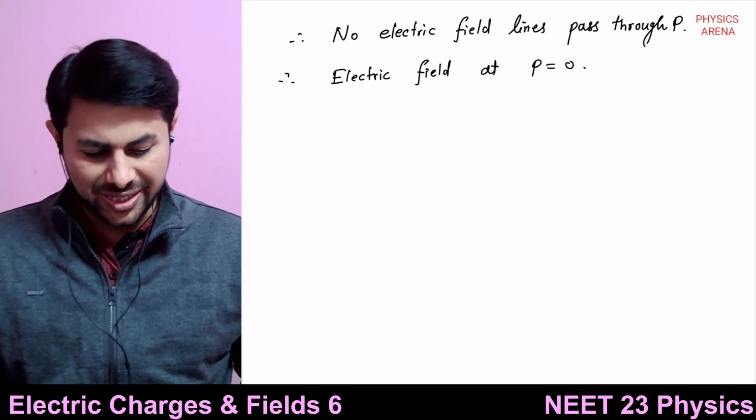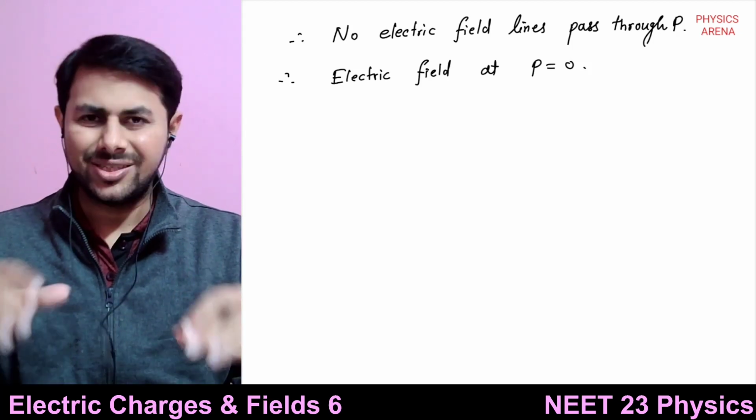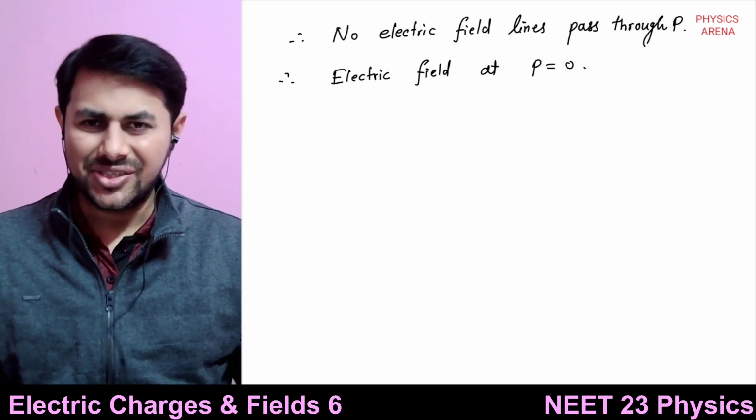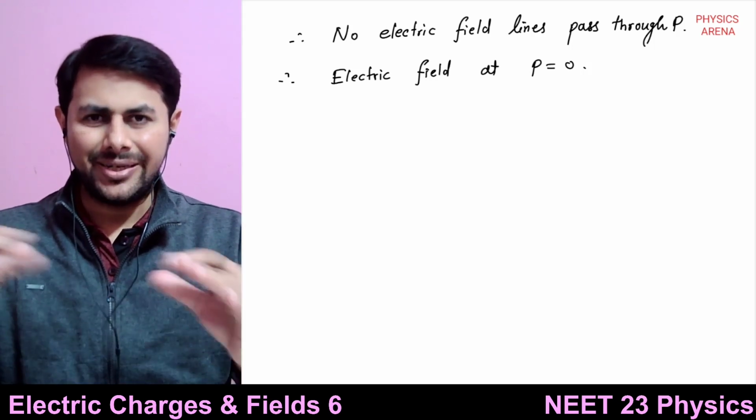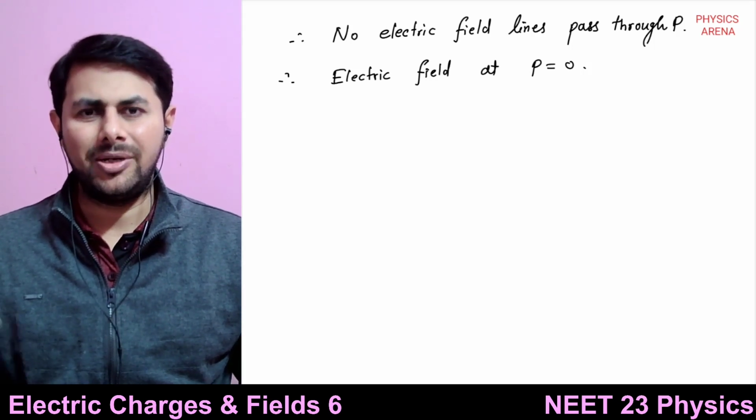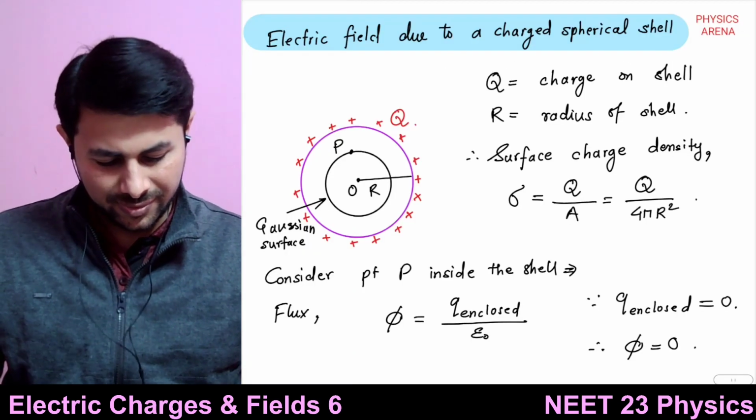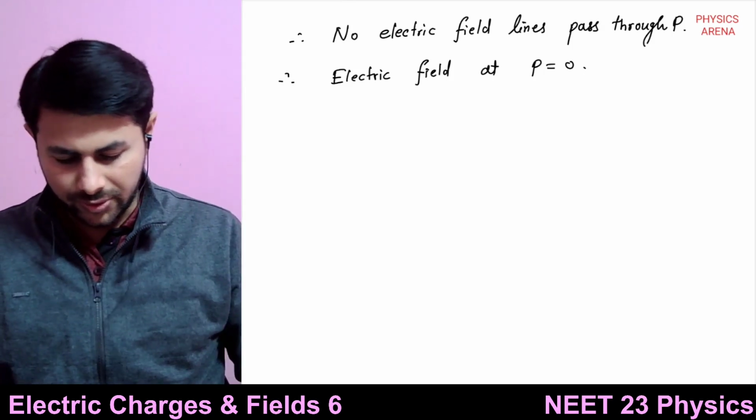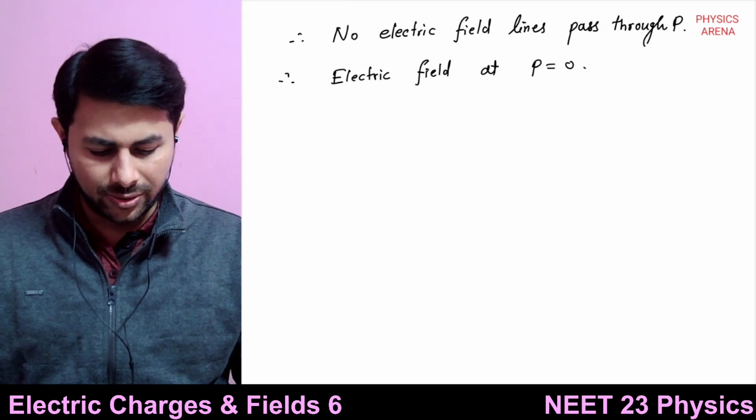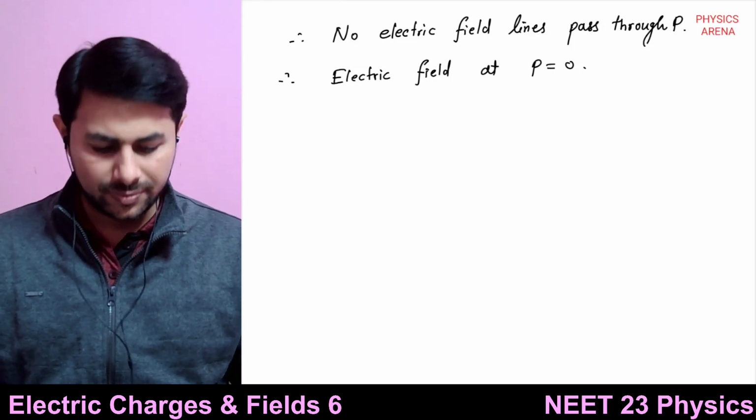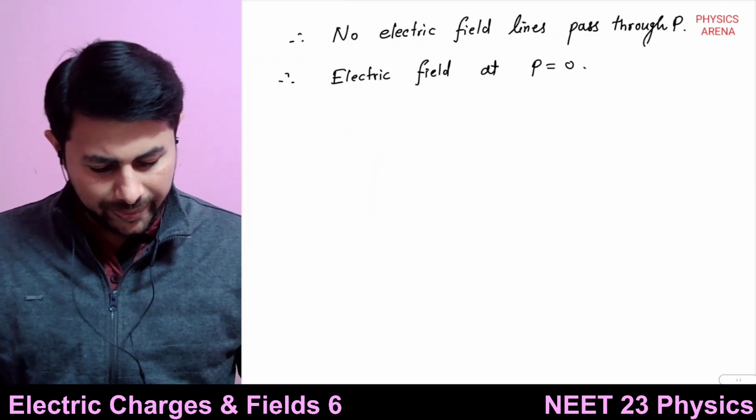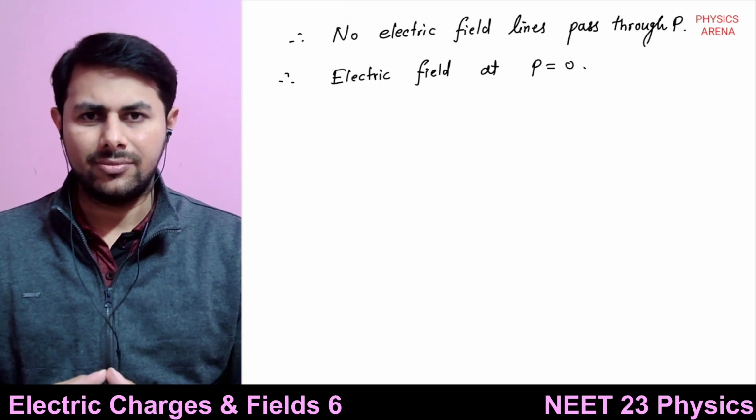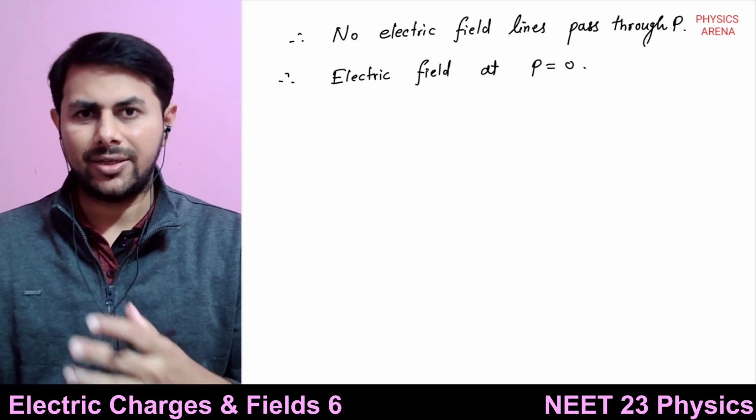Okay. So what does that mean? If you have a charged closed surface, the electric field inside that charged closed surface would be equal to 0. Okay. So does the shape of that surface matter? Should it be spherical only, or can it have any shape?